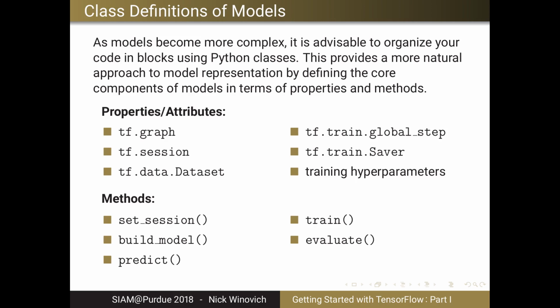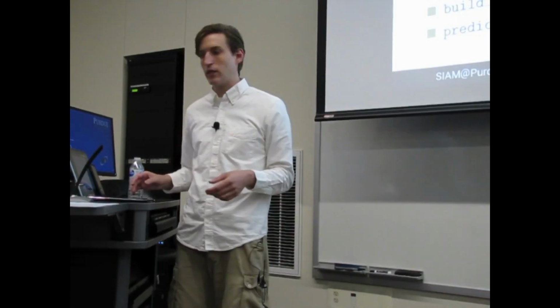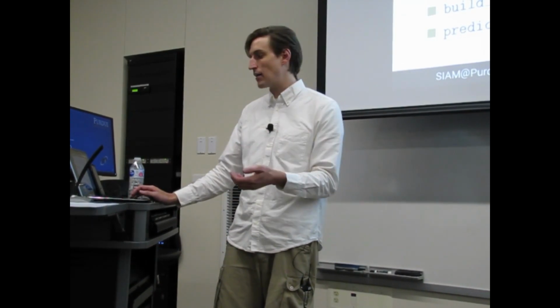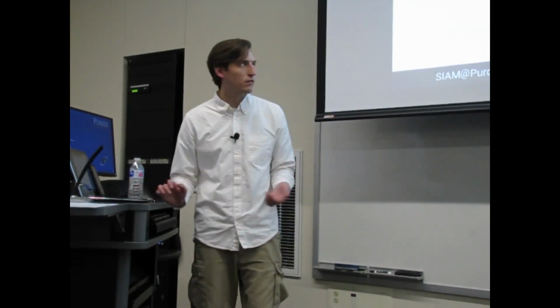And the methods that are natural are maybe to give it a session. What session is it working with? Again, we'll go over this in more detail later. Maybe to build the model, construct the graph, make a prediction, train it, evaluate it on some test data set. These are all natural things that we want our model to be able to do, and it makes sense to define it as a class so that we can just call these in a kind of natural way.